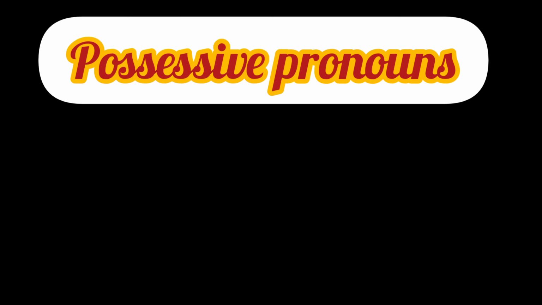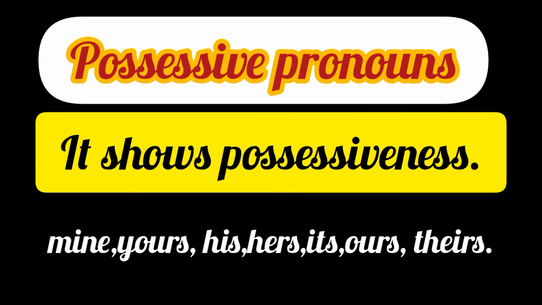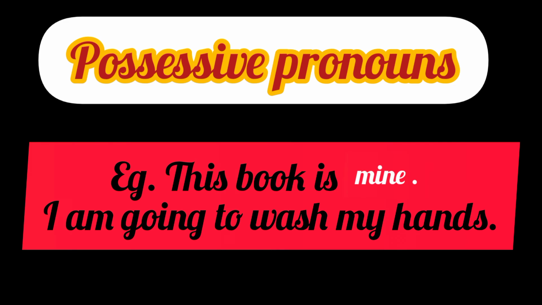Possessive pronouns. Possessive pronouns refer to things or people that belong to someone. That means they show possession. The main possessive pronouns are mine, yours, his, hers, its, ours, theirs. For example, this book is mine. Another example, I'm going to wash my hands. These words show ownership or relationship.